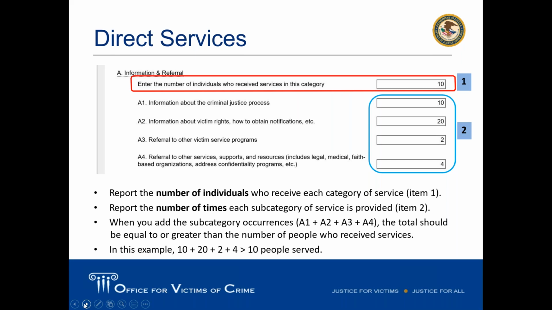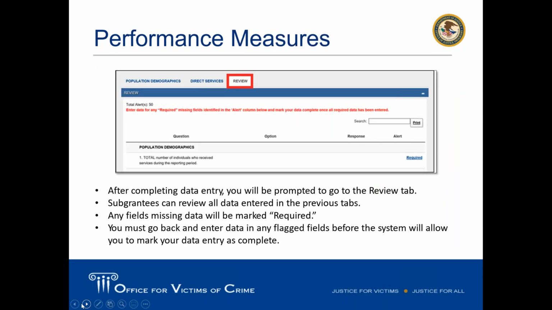Enter missing fields. Data will be marked required. So if you try to save that report or go to the next screen without entering that data in, it usually marks it in red and asks you to go back and review that screen. Or like I noted, it won't let you go to the next screen. You must go back and enter data in any flagged fields before the system will allow you to mark your data entry as complete.